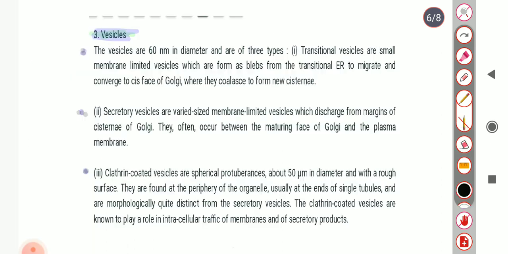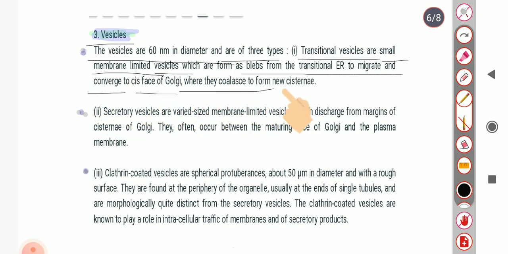Let's come to vesicles. The vesicles are 60 nanometers in diameter and are of three types: transition vesicles or small membrane vesicles, which form from the transitional endoplasmic reticulum and migrate to the convex face of the Golgi, where they coalesce to form new cisterna.